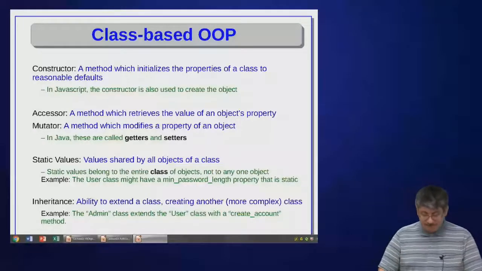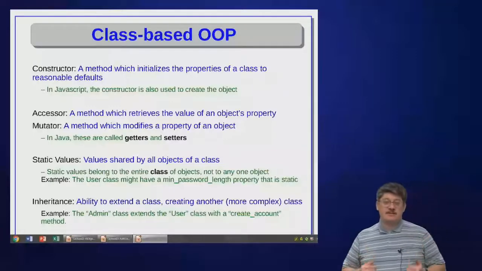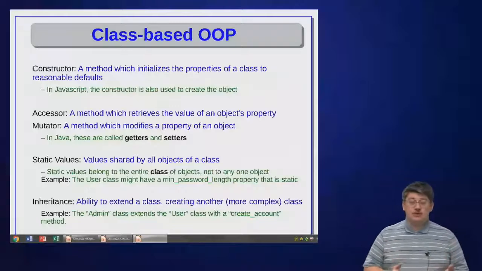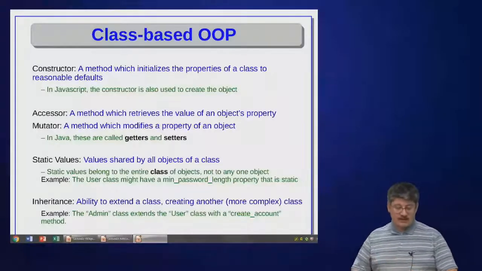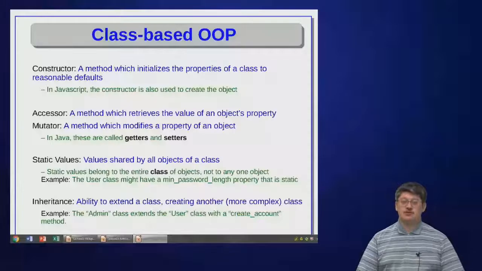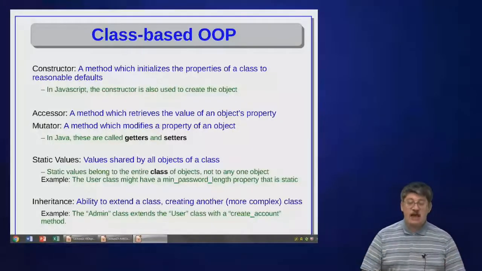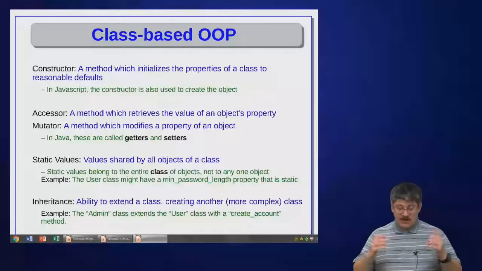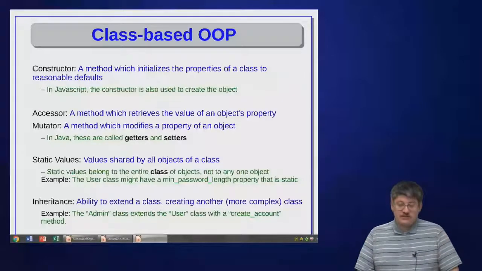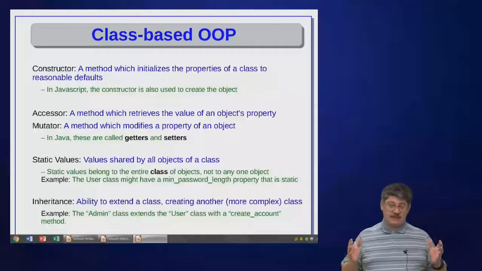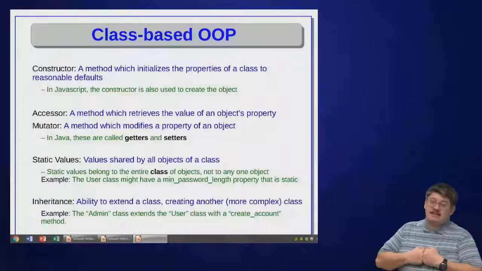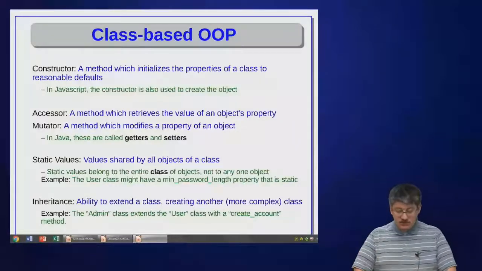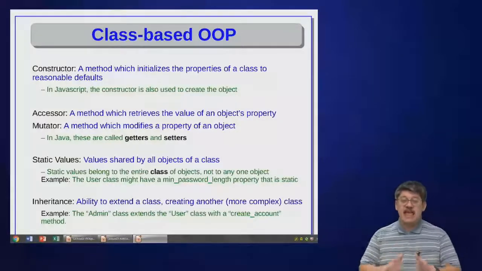Some of the properties in an object are unique to each object. For example, the username is different for each object. But sometimes values are shared by the entire class of objects, and we call those static values. Static values belong to the entire class of objects. So for example, I might have a minimum password length, and I might set that on the user class rather than on a particular object. So the minimum password length would be the same for every user.